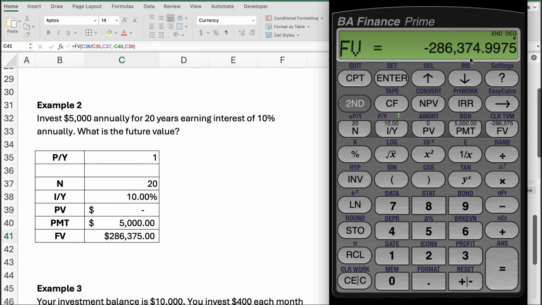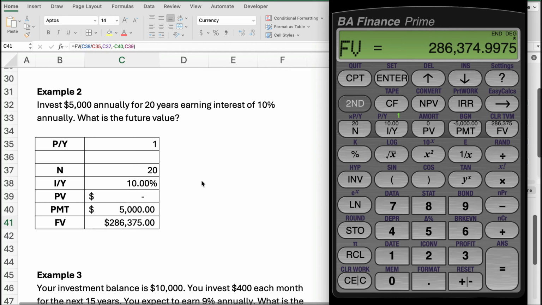Now, if we enter the payments as positive, the future value comes out to be negative. This is the way the calculator math works. You have a cash inflow and cash outflow. So the way I did it on this, let me do it the way I would think through it. 5,000 is a payment out of my pocket for the chance to receive a future value that's positive that flows into my pocket. So one's an outflow, one's an inflow, one's a negative, one's a positive. So 286,375 is going to be the answer.